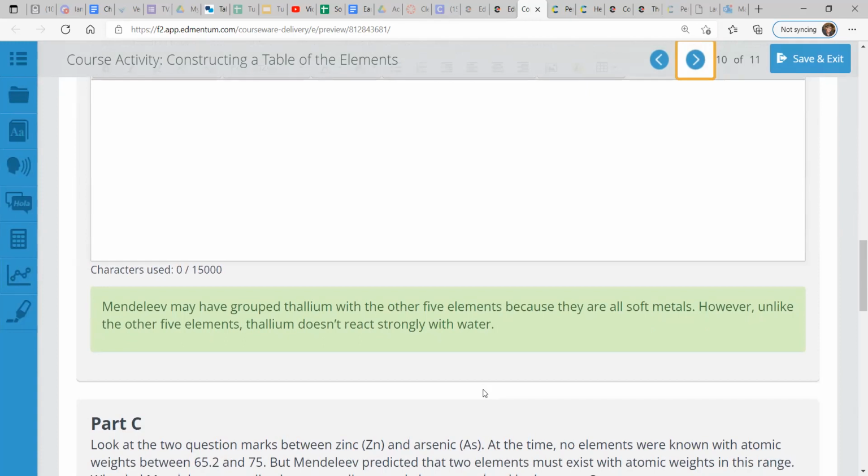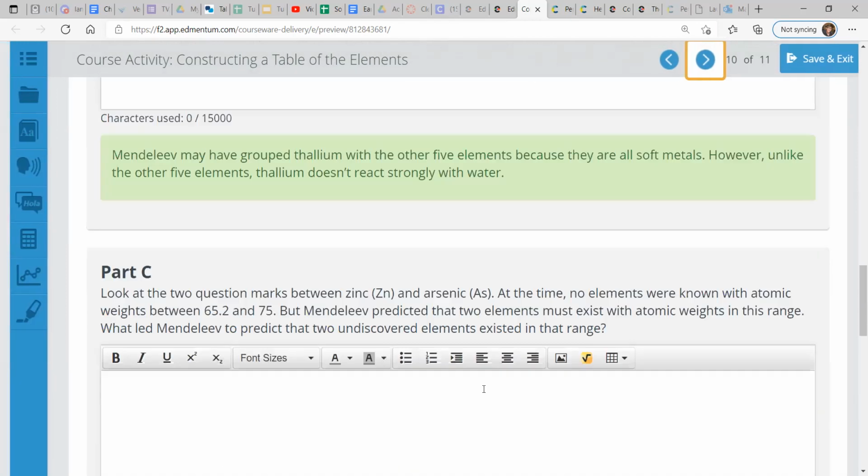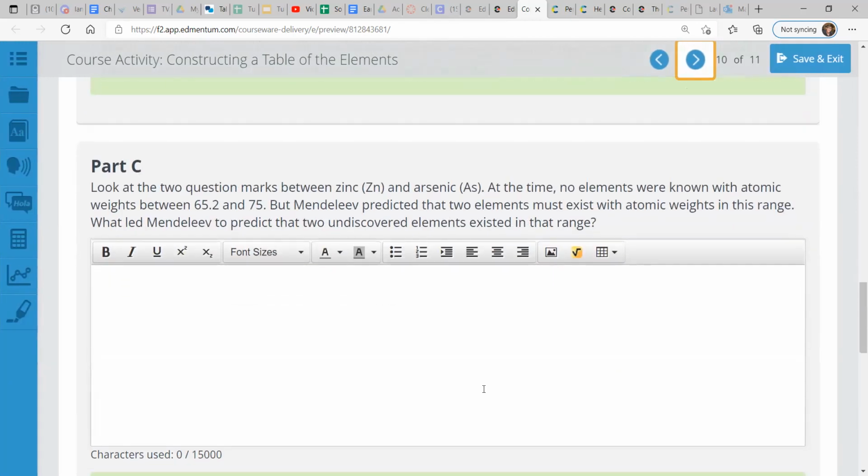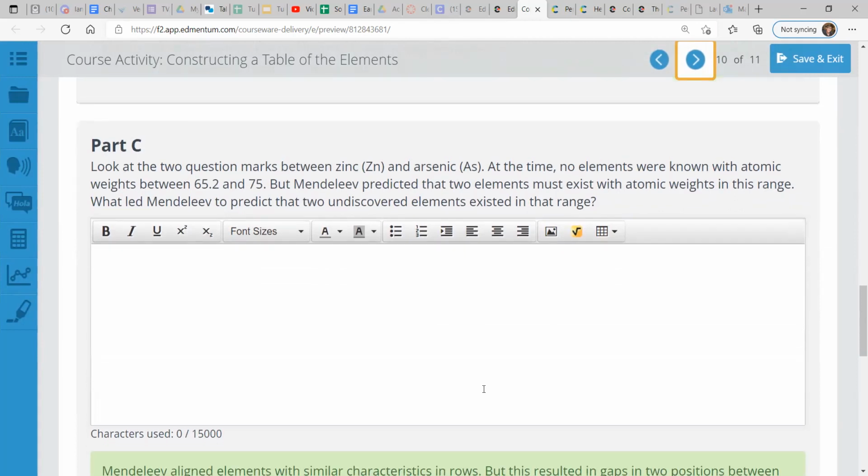Well, thallium is another soft metal, but the big but here is that unlike those other 5 elements, thallium doesn't react strongly with water. Those 5 were very reactive. Thallium is not as reactive with water. So its properties are different. Similar, but different. Part C, look at the 2 question marks between zinc and arsenic.